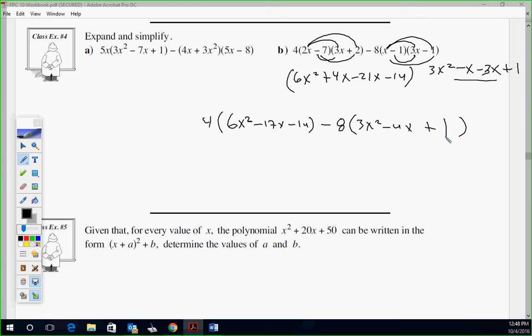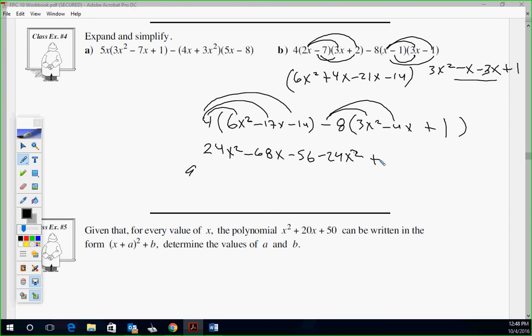The last thing we have to do is distribute those numbers now and then combine our like terms. When you do distribute numbers, it is nice to distribute this as a negative 8. That way you don't have to worry about the sign changes. So what I mean by that is 24x squared there. 4 times 17, 40, 68. Okay, 4 times 14 is 56. I'll do a negative 8 here, so negative 24x squared plus 32x minus 8.